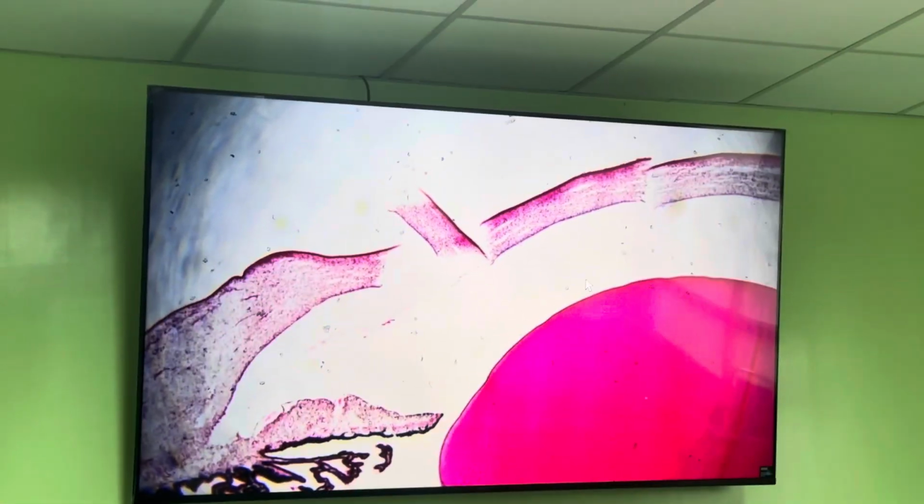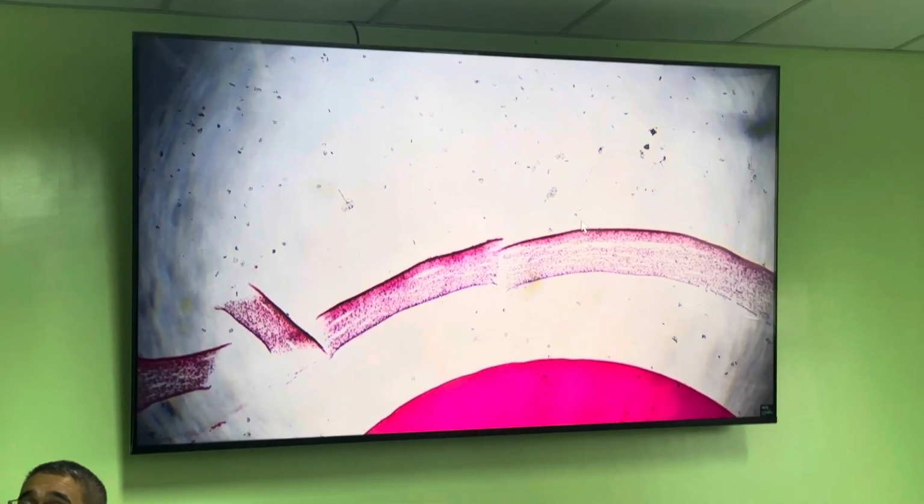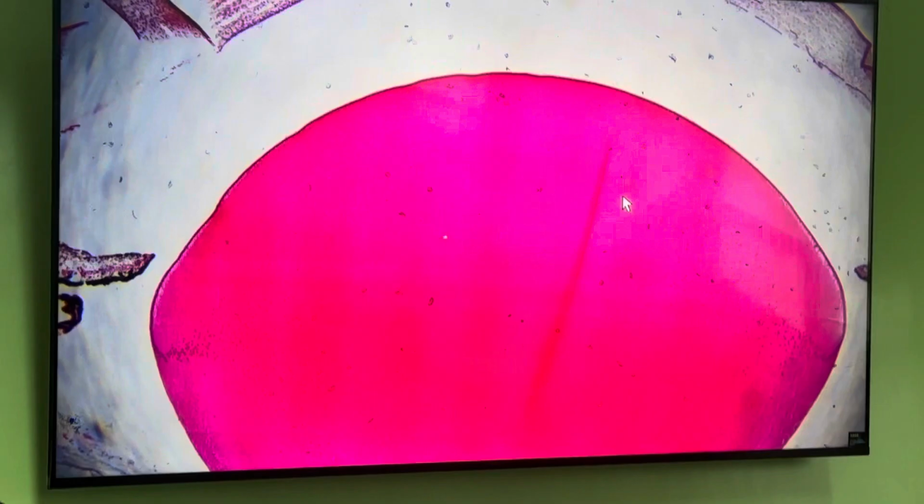Because some are not visible on one slide and the other is visible on the other. Okay, so we will start with the layers. When I say layers, the wall first. The eye would have several layers in the wall.